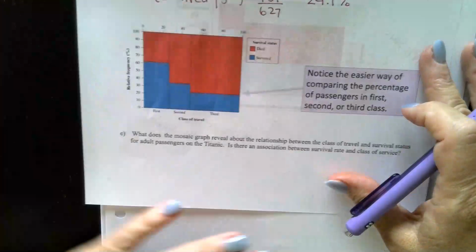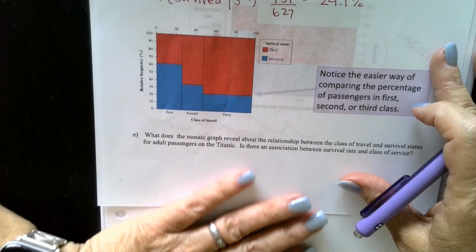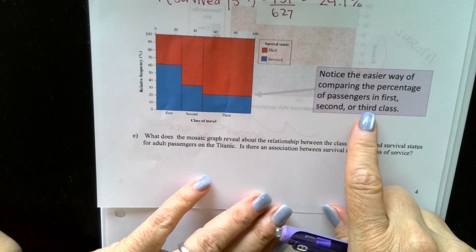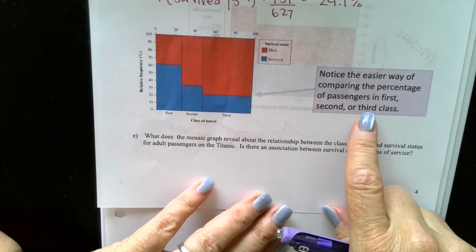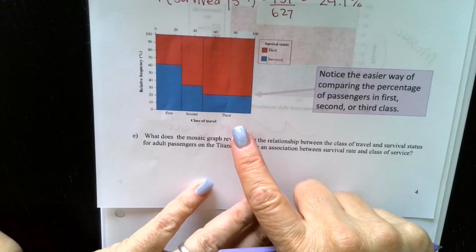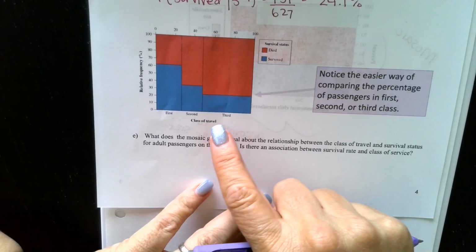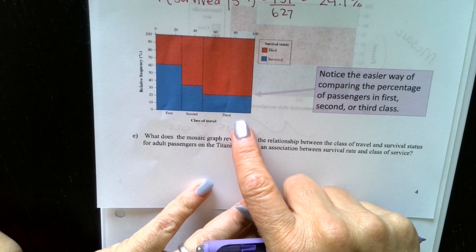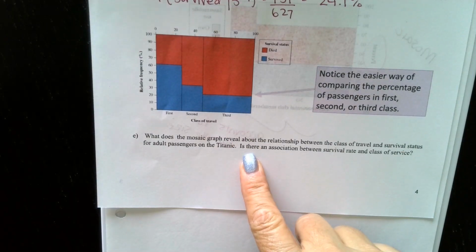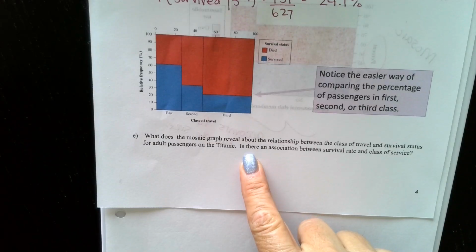Okay, so if we look down here, we have this mosaic. And basically this little box here just says it's much easier to compare the percentage of passengers in first, second, and third class. So what does the mosaic graph reveal about the relationship between the class of travel and survival status for adult passengers? And is there an association between survival rate and class of service?